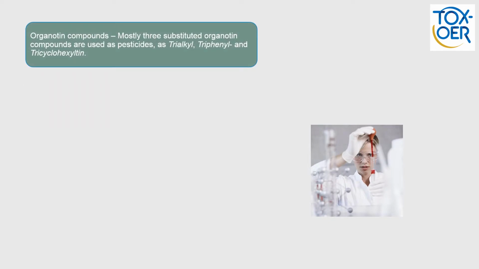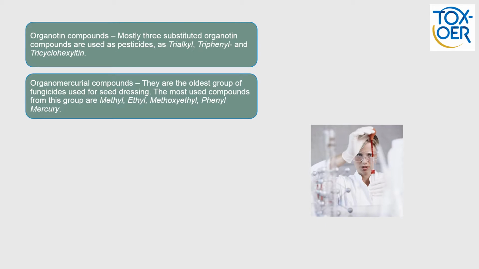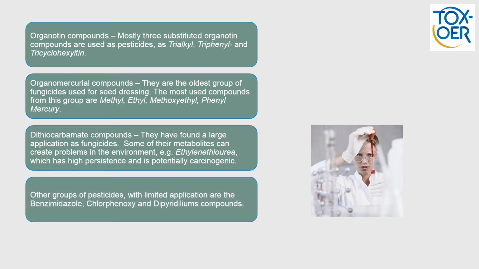Organotin compounds: mostly tri-substituted organotin compounds are used as pesticides. Organomercurial compounds are the oldest group of fungicides, used for seed dressing. Dithiocarbamate compounds have found a large application as fungicides. Some of their metabolites can create problems in the environment. Other groups of pesticides with limited application are the benzimidazole, chlorophenoxy, and dipyridinium compounds.